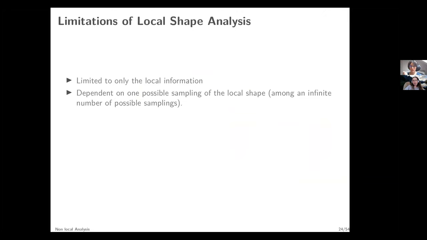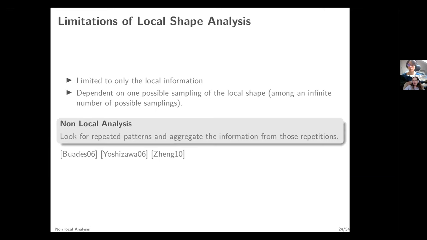But now local analysis is intrinsically limited because we use only local information. And if you have a shape which is sampled using a laser scanner or any acquisition device, then what you have at the end is only one possible sampling among all theoretically possible samplings you could have had. So you're really dependent on the sampling and on the device. So let's try to go a little further than that and try to do non-local analysis. Instead of restricting to a local neighborhood, we're going to look all over the surface to find repeated patterns, and we're going to try to aggregate information from all these repetitions.